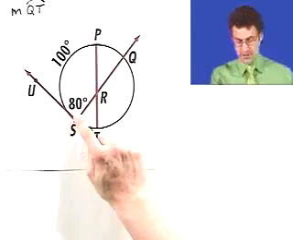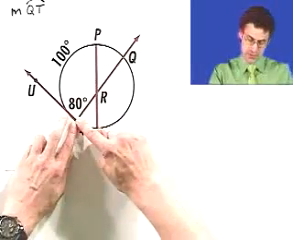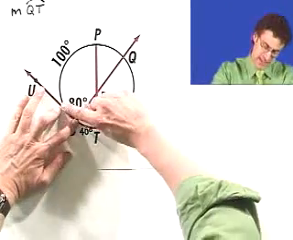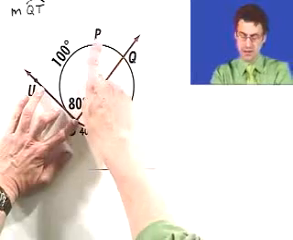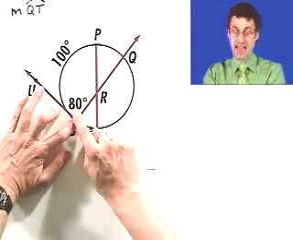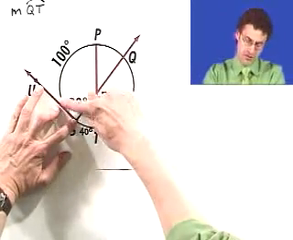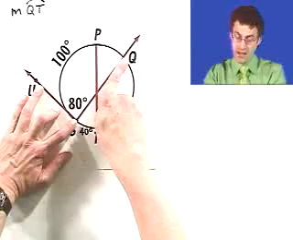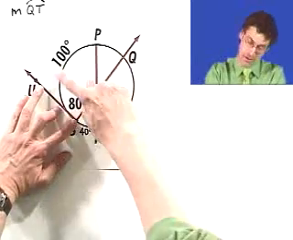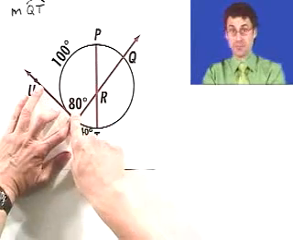Well, I know this is 80 degrees. It's a tangent and a secant line. So if that's 80 degrees, I can say something about this entire arc, because this arc must be twice this angle. So therefore, this entire arc has to be 160 degrees. Why? Because we know the angle has to be half of the arc. So the arc has to be 160, so the angle could be 80.